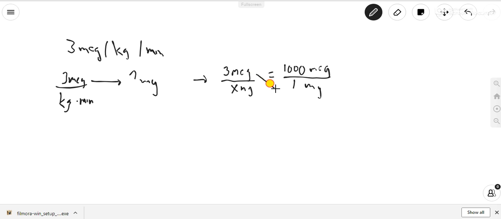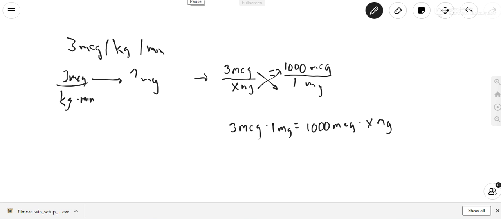We then cross multiply. Now, when you see the equal sign, it tells you to cross multiply. But if you see a multiplication sign in there, you have to multiply the numerator times the numerator and the denominator times the denominator, as we said earlier. So after we cross multiply, this is what we get. 3 micrograms times 1 milligram equals 1,000 micrograms times x milligrams. And then we're going to divide both sides by 1,000 micrograms.